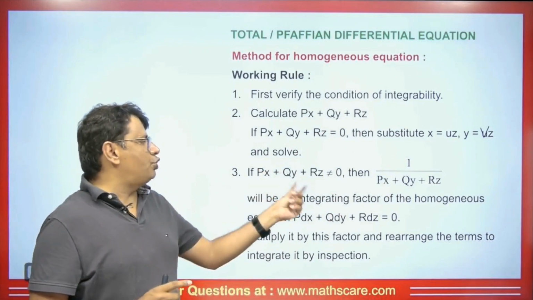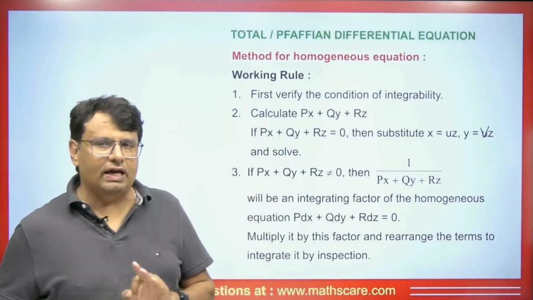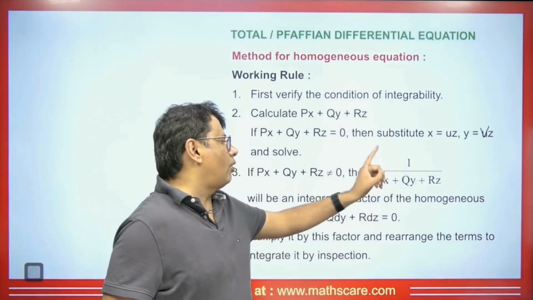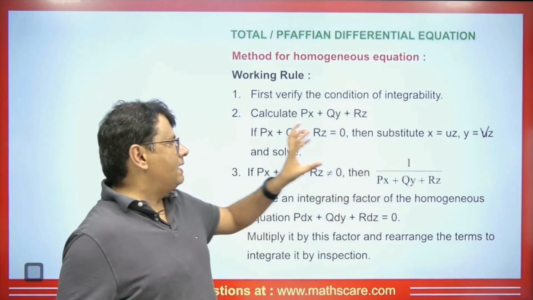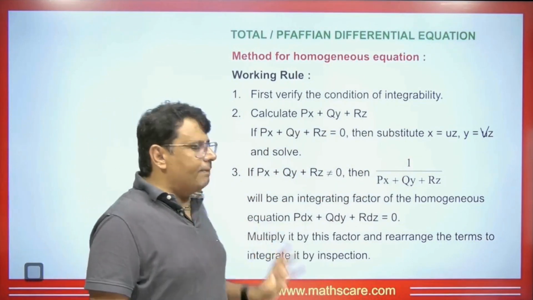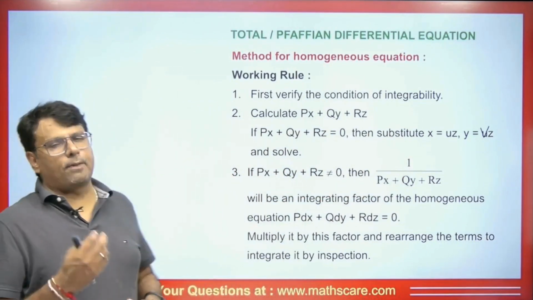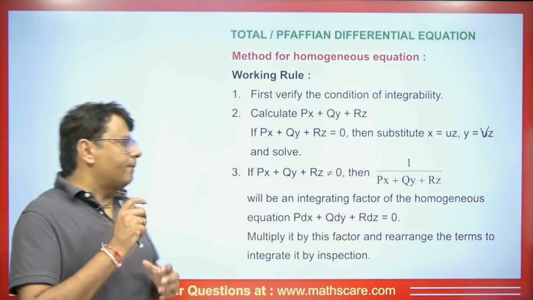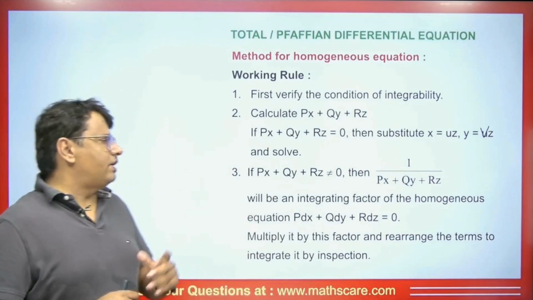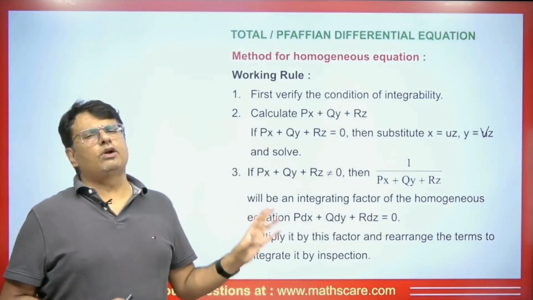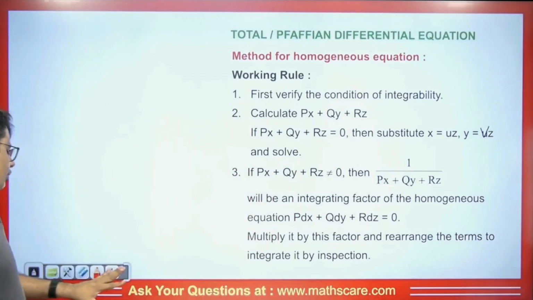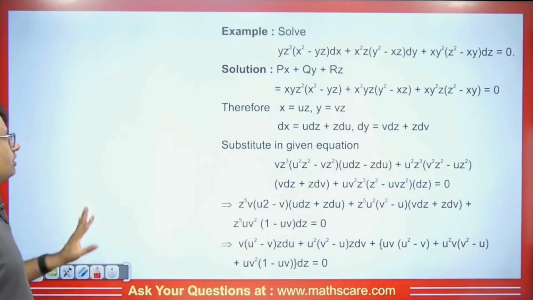If the value of Px plus Qy plus Rz is not equal to 0, then we will have to find its integrating factor. That would be 1 upon Px plus Qy plus Rz. What will we do next? We will multiply this given total differential equation with this integrating factor. And then later I'll explain the next process, how to do it. Hence, ultimately, we have two types of equations which are asked regarding this method, whether the value will be equal to 0 or not equal to 0. When it's not equal to 0, we get the integrating factor. Let's see this question and I will try to explain through it.